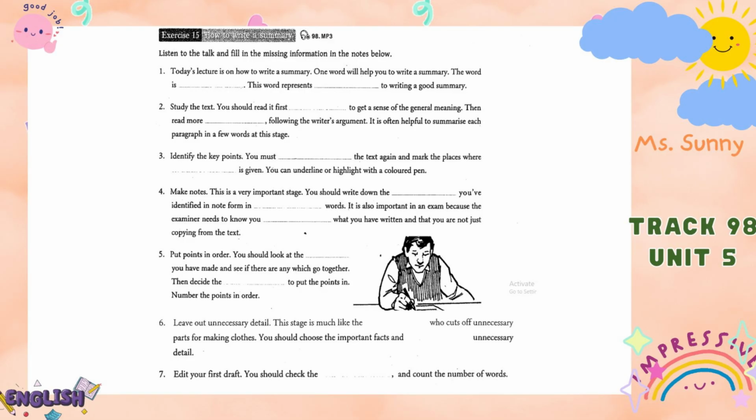The last stage is to edit your first draft. You should check the spelling and grammar, counting the number of words. If you have many fewer than the limit, you should add in something, so it is important to check the original text again. If you have more than the limit, look for ways of combining points in one sentence or of losing words here and there.